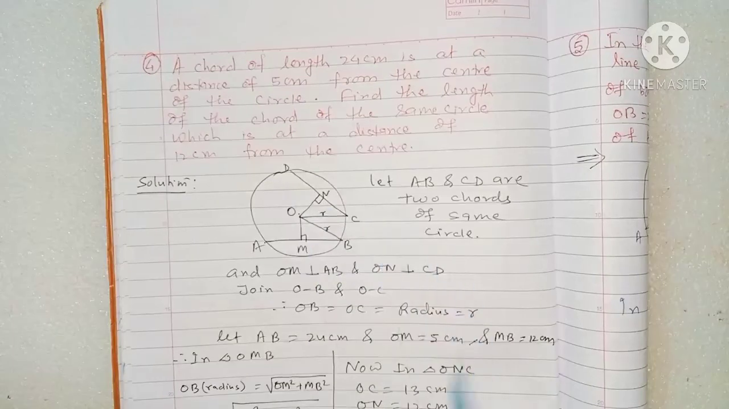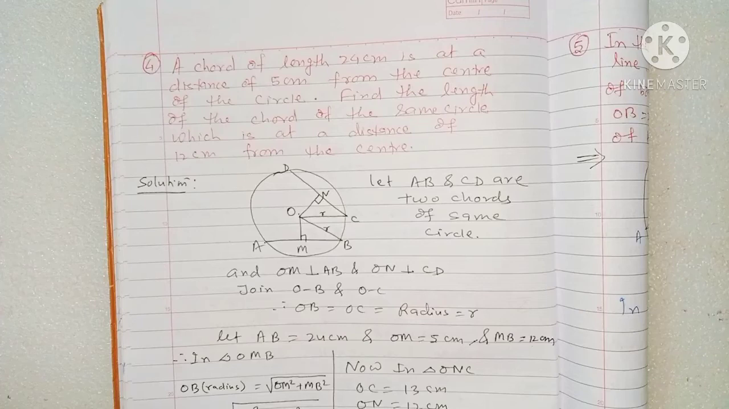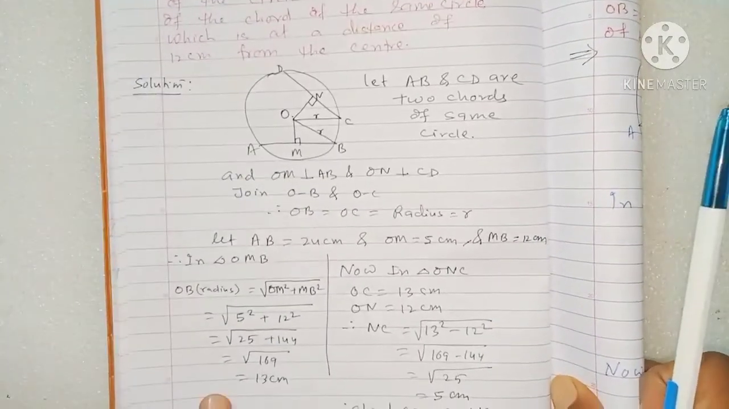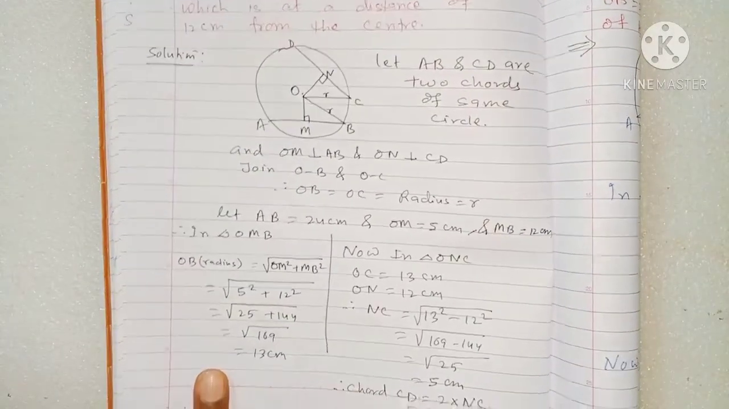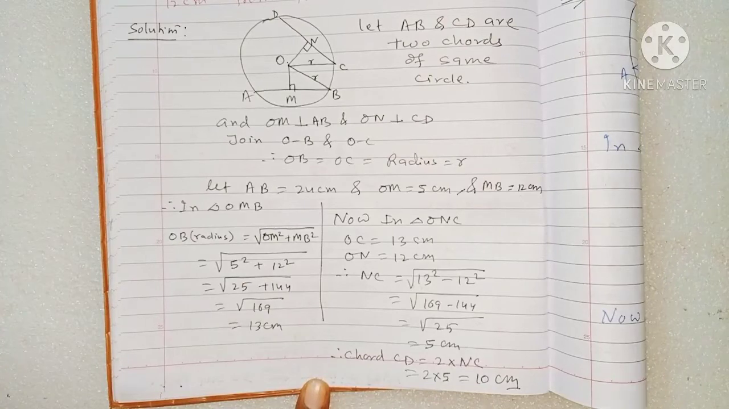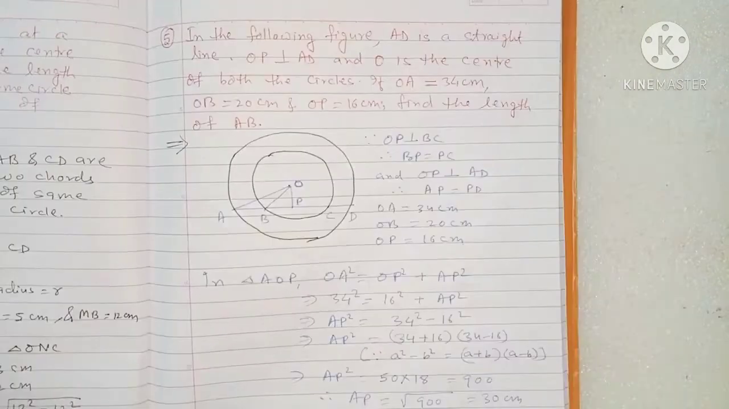In triangle ONC, OC is the radius which is 13 cm, ON equal to 12 cm. Now solve to get NC equal to under root of 13 square minus 12 square, that is equal to under root 169 minus 144 equal to 25, under root 25 cm, which is equal to 5 cm. Therefore, chord CD equal to twice of NC equal to 2 into 5, that is equal to 10 cm.